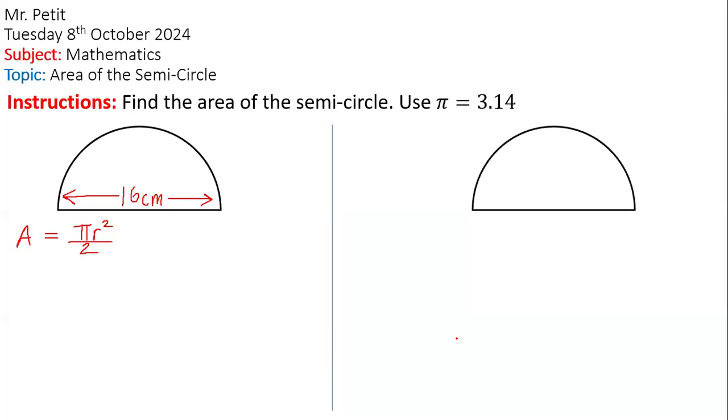All right, put inside the chat what you think the radius is. 8 or 16? Put your answer inside the chat for me. Is the radius 8 or is the radius 16? Let me see the answers inside the chat.